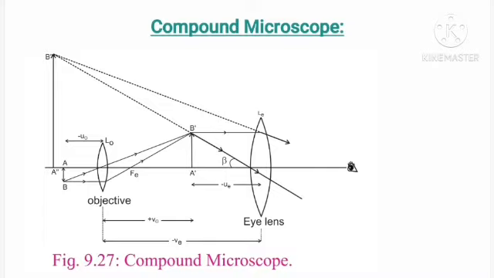In case of a compound microscope, we use two different lenses. In this diagram, AB is the object kept between focal length f and 2f of the objective. The objective is the lens which is facing the object, that's why it is called the objective. And the eye lens, which is the eyepiece, is kept near to the eye of the observer.